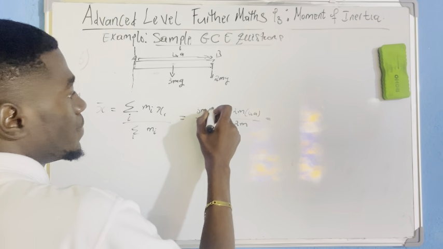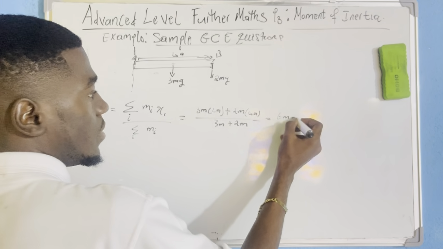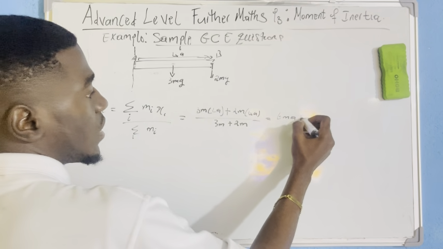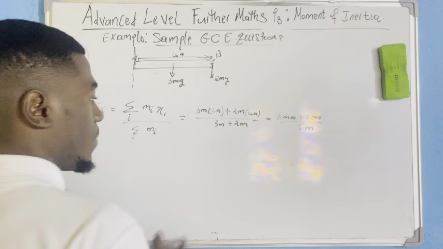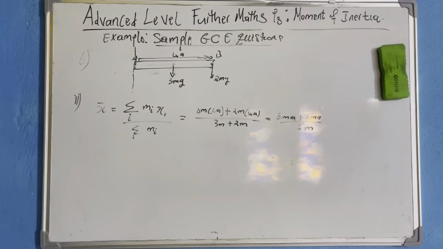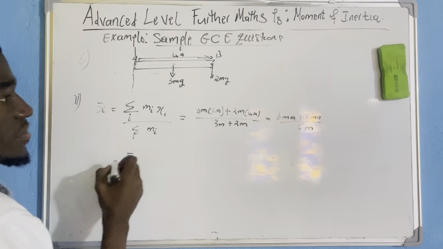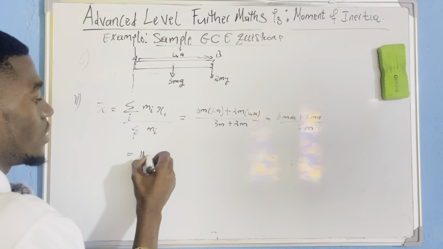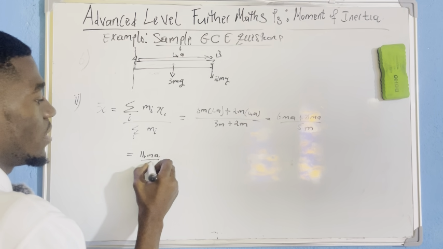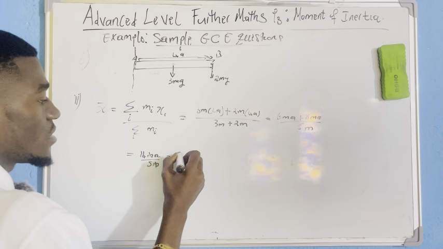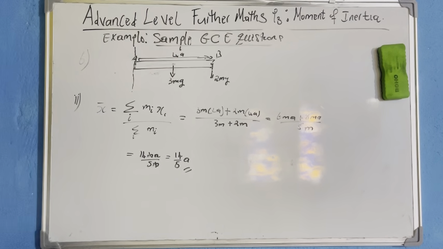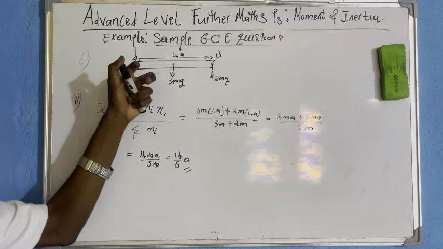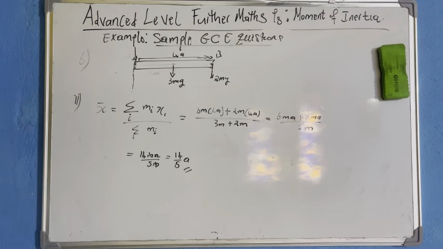Now I will have here 6ma plus 8ma divided by 5m. I think it's making sense now. Then 6 plus 8 is 14ma divided by 5m. m cancels, so it is 14a over 5. So that is the centroid, or the center of mass of our system from the axis A. As simple as that. That was for 2 marks, nothing to fear there.